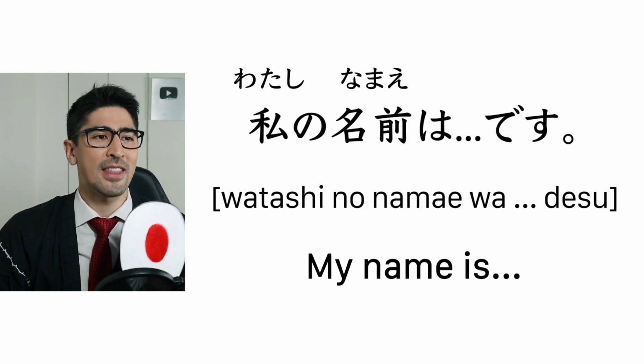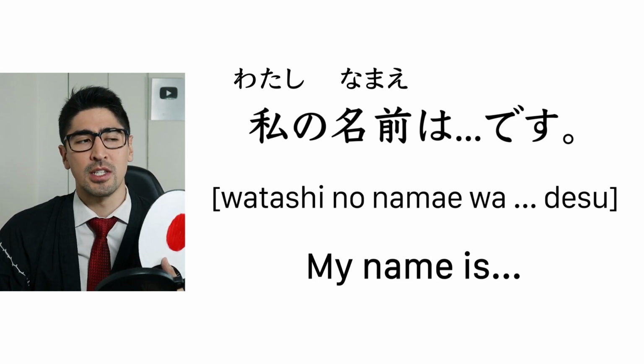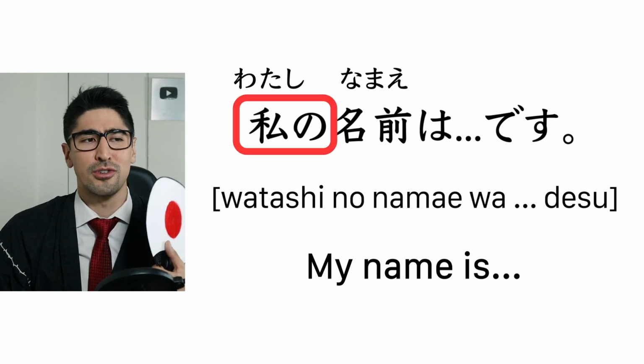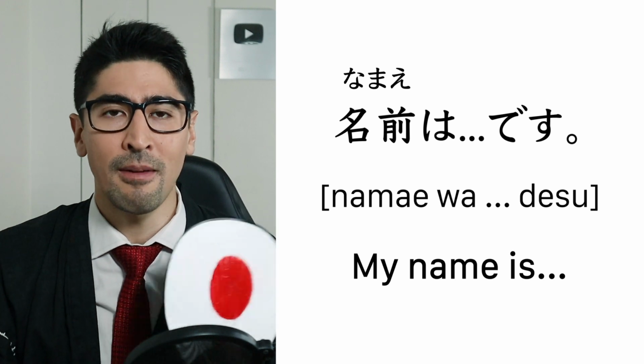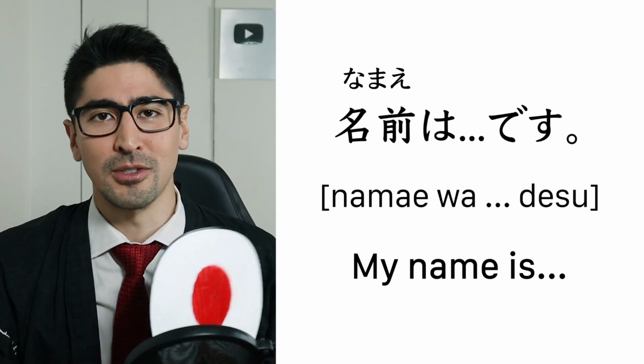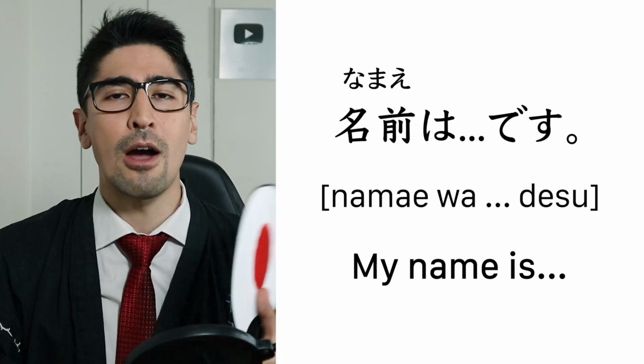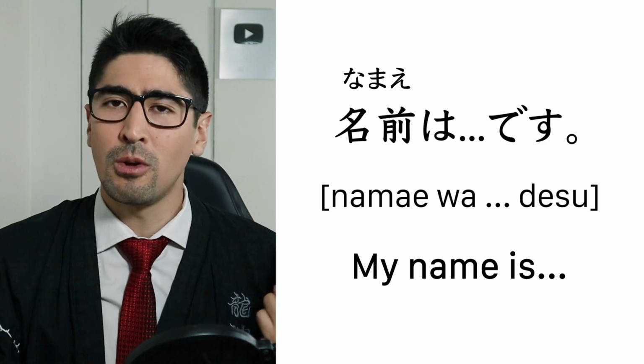Now, do you remember when I said that in Japanese we could get rid of the subject when it's obvious? Well, most of the time when you're introducing yourself, it will be obvious. So you could simply say, 名前は, then your name, followed by desu. 名前は高秀です.